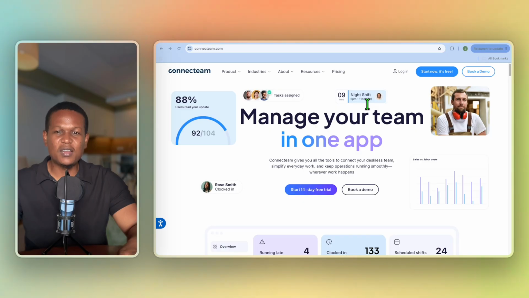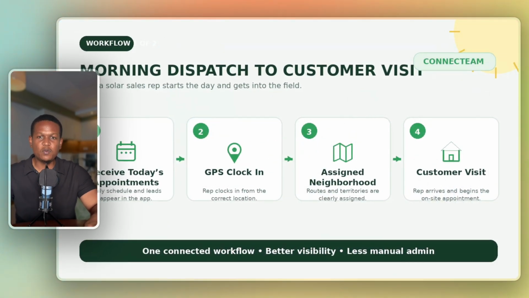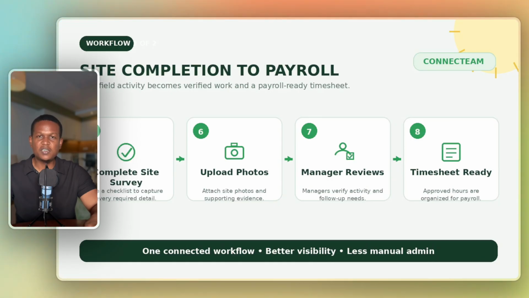So, in this tutorial, I'll be showing you exactly how I would set up Connecteam if I were managing a solar sales company. We'll build a complete workflow that looks like this. Morning schedule, sales rep receives today's appointments, GPS clock in, then from there neighborhood assigned, customer visit completed, site survey checklist, photos uploaded, and manager reviews activity, and then timesheet ready for payroll.